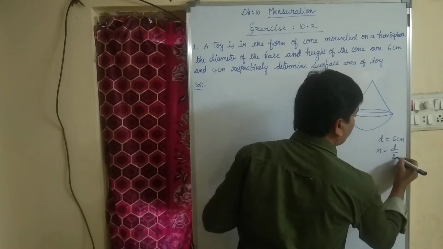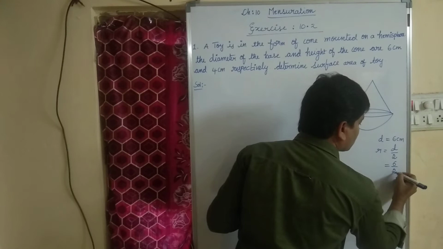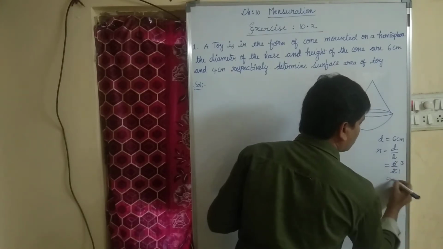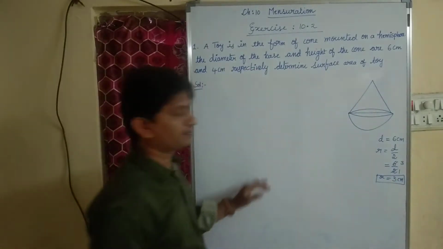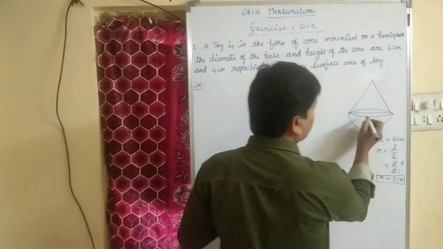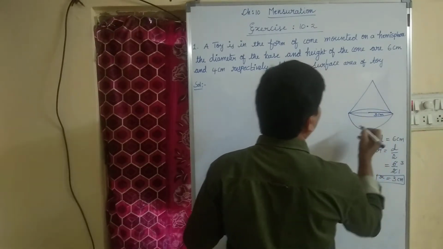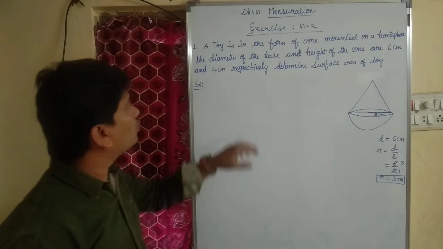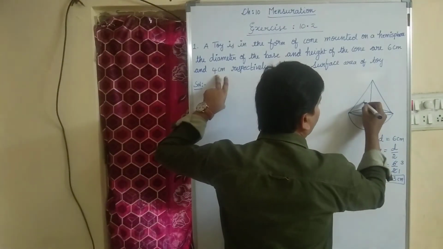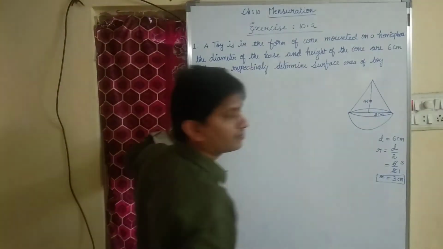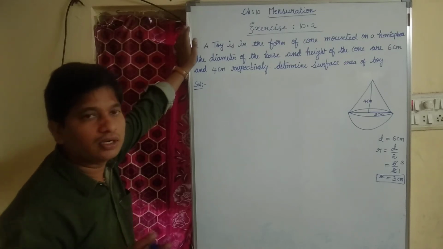Radius will be half of the diameter, I mean d by 2, which is equal to 6 by 2, that is 3. So radius equals 3 centimeters. The distance from the center to any point on a circle is called the radius, and the height of the cone is 4 centimeters. What is the height of the cone? Height of the cone is 4 centimeters. Now they are asking to find the surface area of the toy.